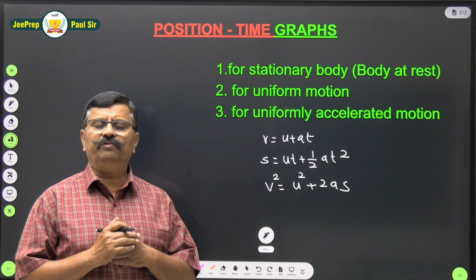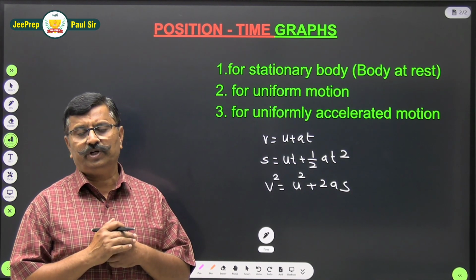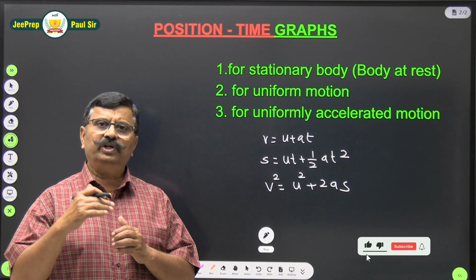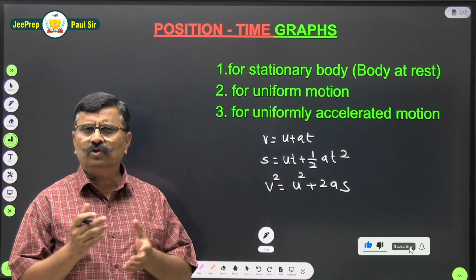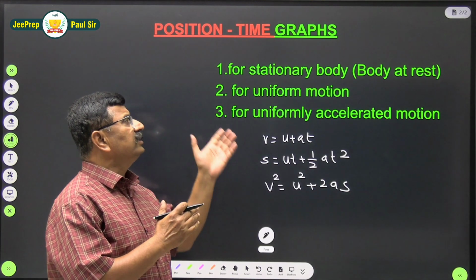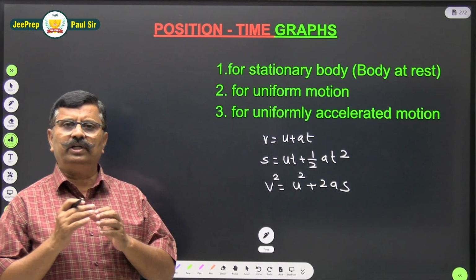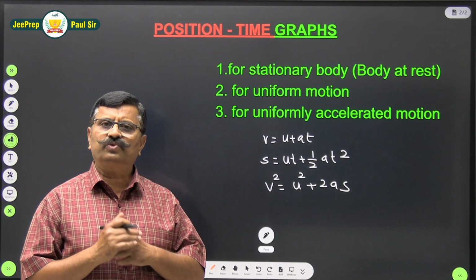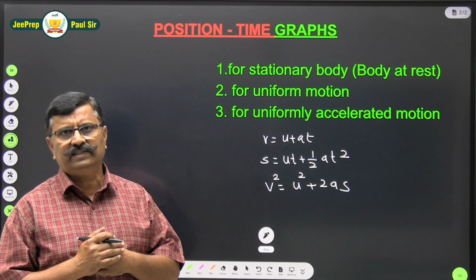So first we will study variation of displacement with respect to time, means displacement versus time graph, and they are also called the position versus time graph. Now in all these graphs, displacement is plotted along the y-axis whereas time is plotted along the x-axis.